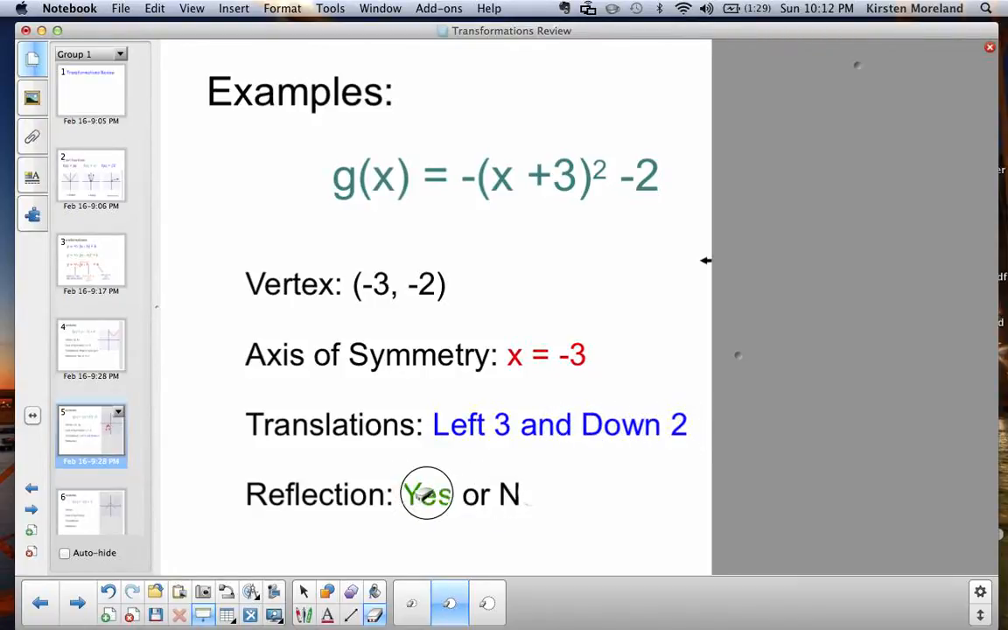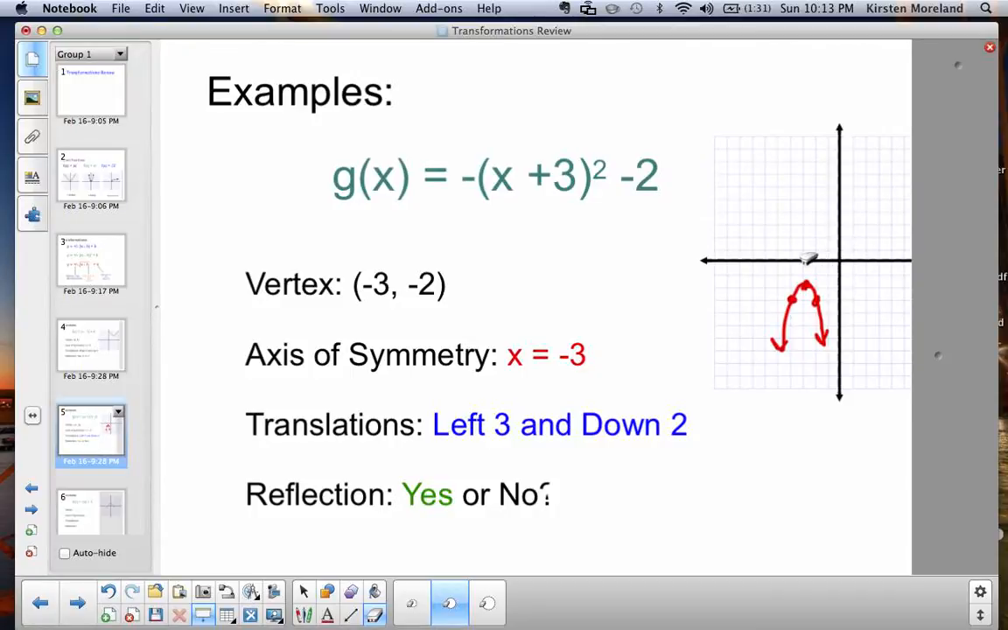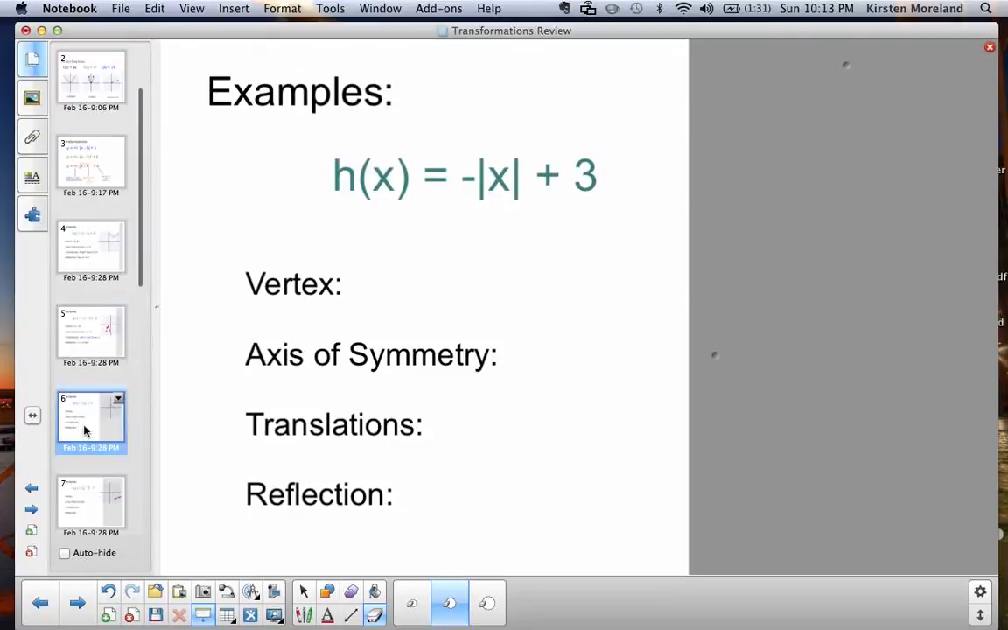And is there reflection? The answer is yes. There's a reflection over the x-axis, which is really all we do in this class. So again, to get there, I go left 3, down 2. No stretch on this, but it is opening down, so I go down 1 over 1, down 1 over 1 to get my U to draw, and I'm done.